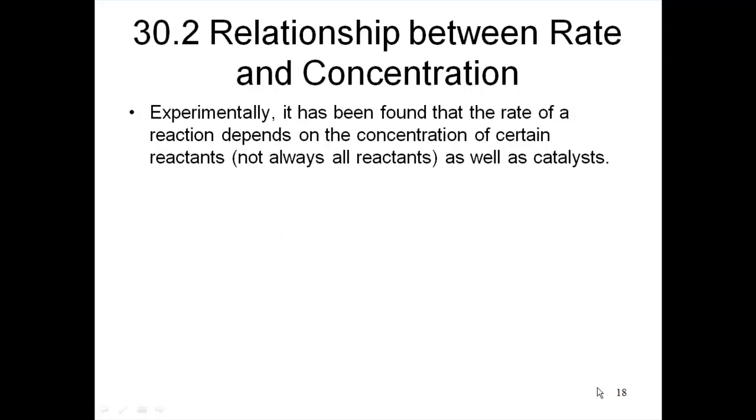Let's talk about the relationship between rate and concentration. Experimentally, it has been found that the rate of a reaction depends on the concentration of certain reactants, not always all reactants. Some reactants may have no effect on rate. They have to be present for the reaction to happen, but have no effect on rate, as well as any catalysts. Catalysts speed up the reaction, so obviously they have an effect on rate. If we design our experiment well enough, we'll be able to determine the effect that one concentration has on the rate of the experiment.